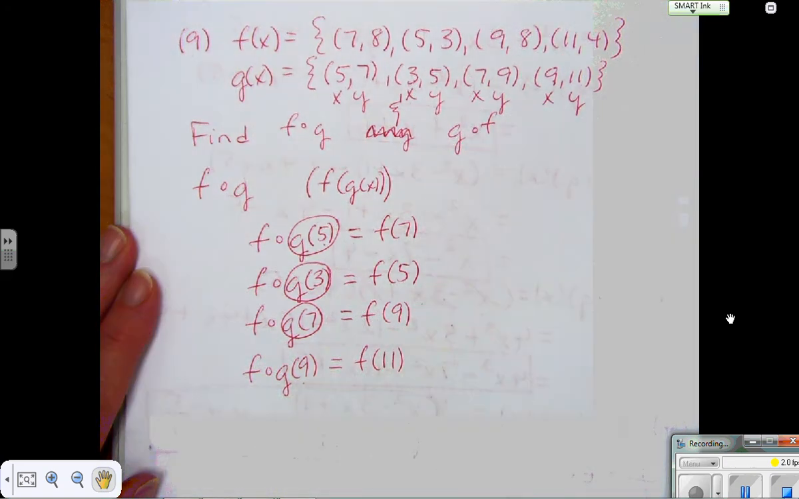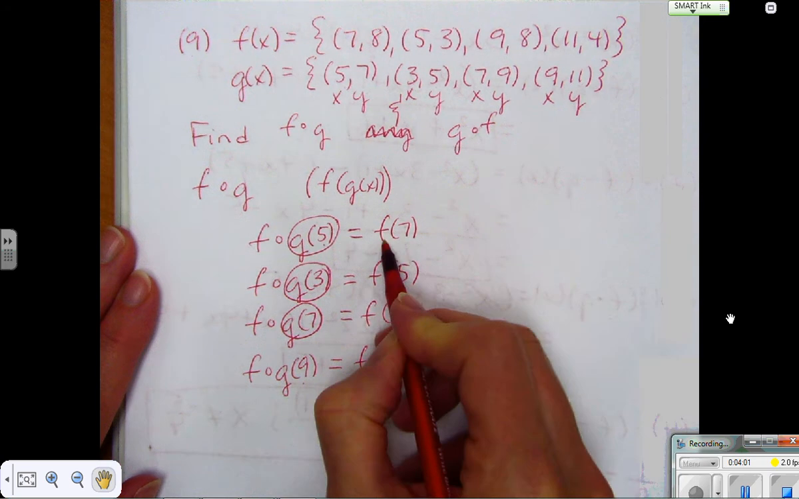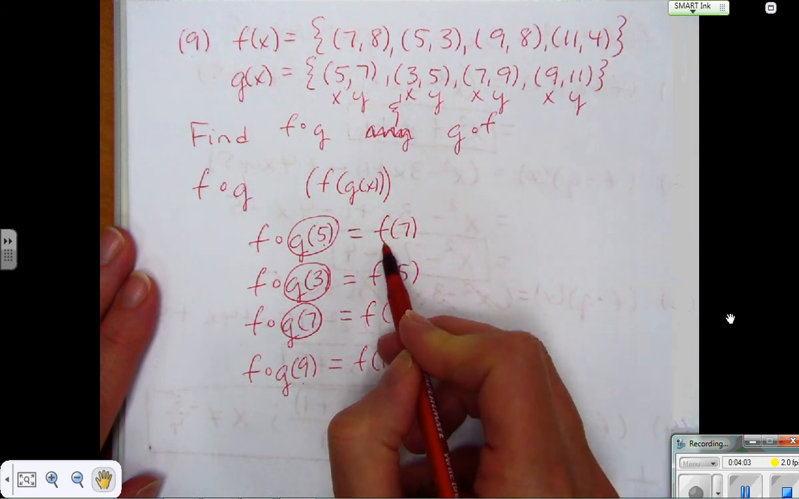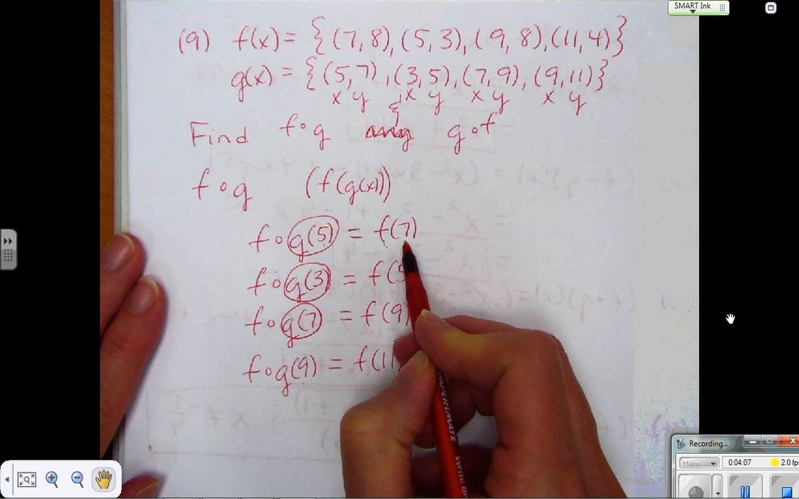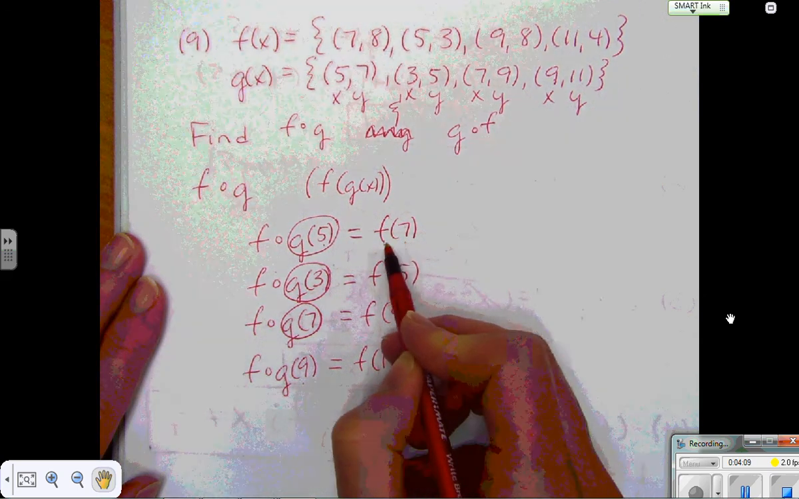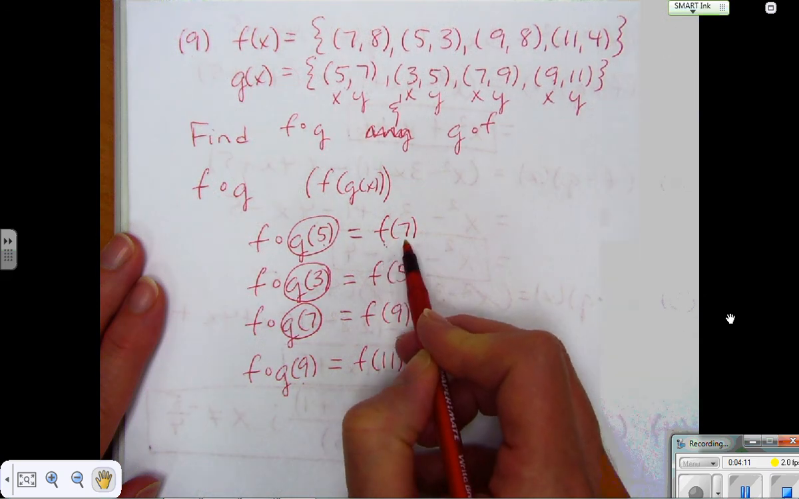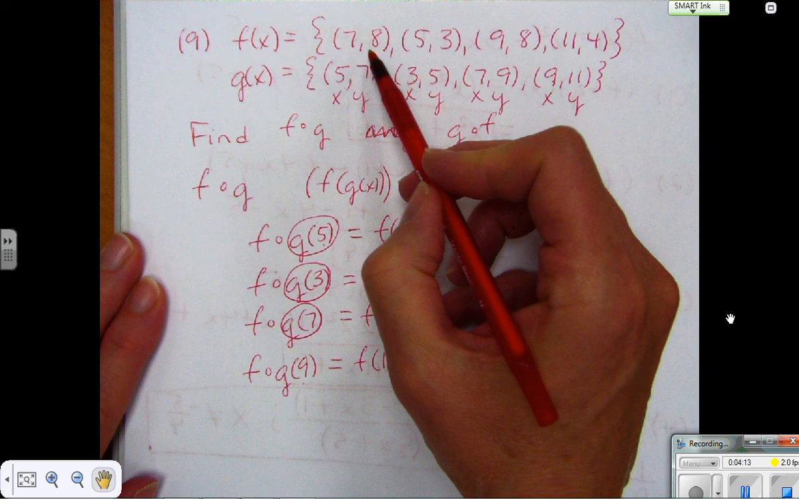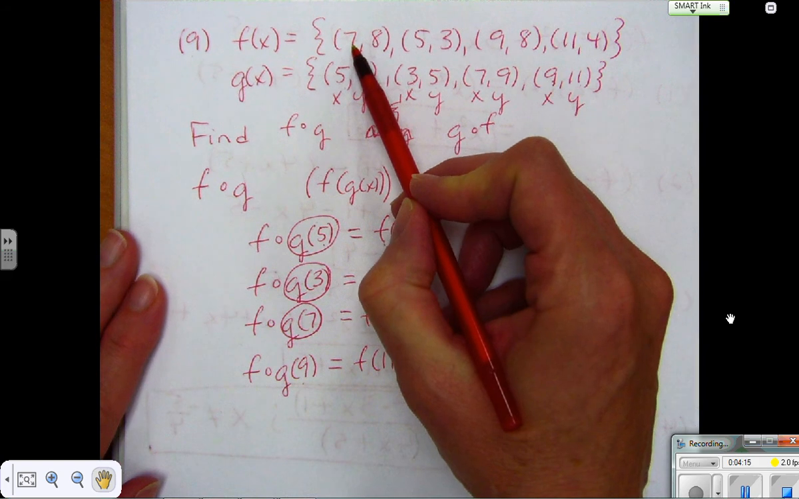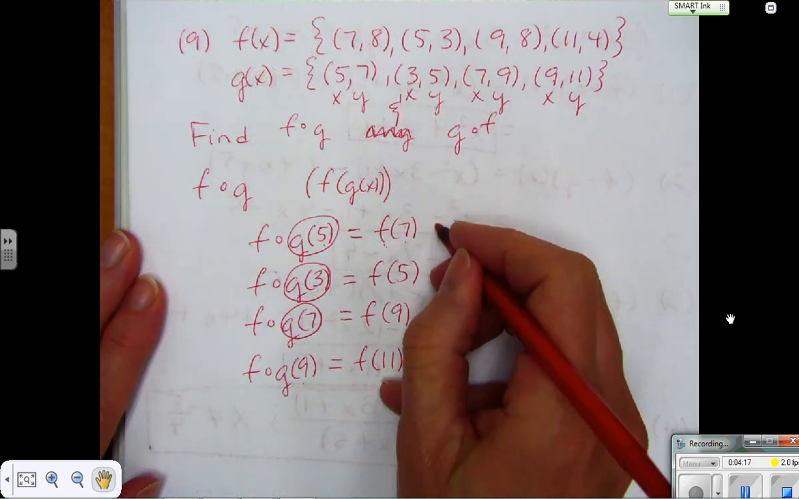Okay, so now I'm looking at a whole different function. I'm working with the f function now, but I'm going to do the same thing. I want to know the value when the f function, the x value is 7. So looking up at the f function, when x is 7, y is 8. So the answer here is 8.